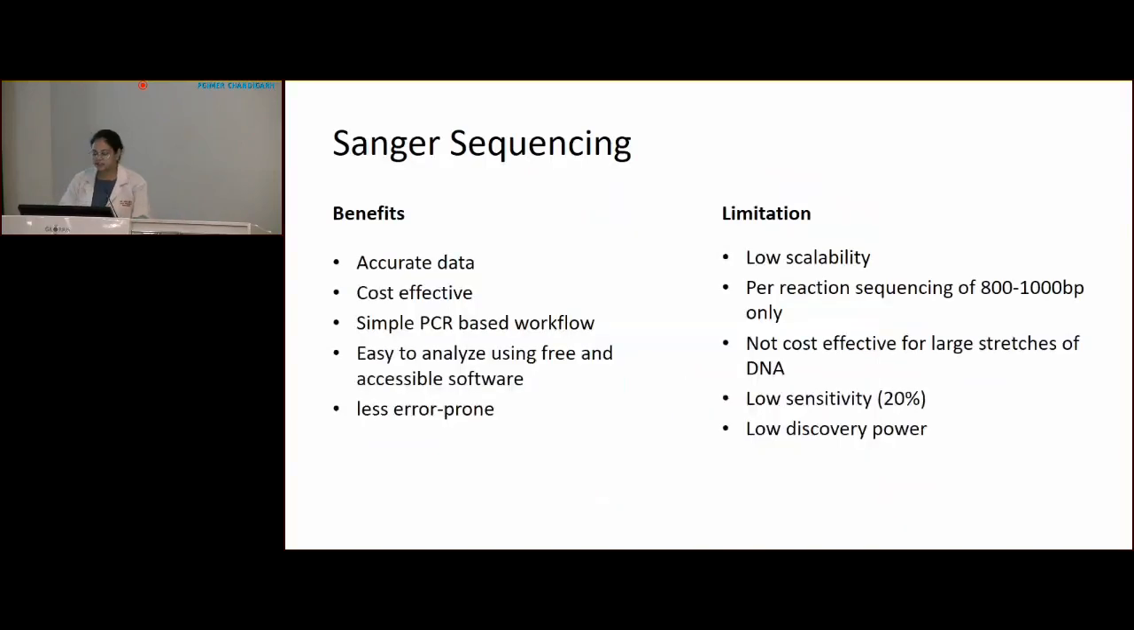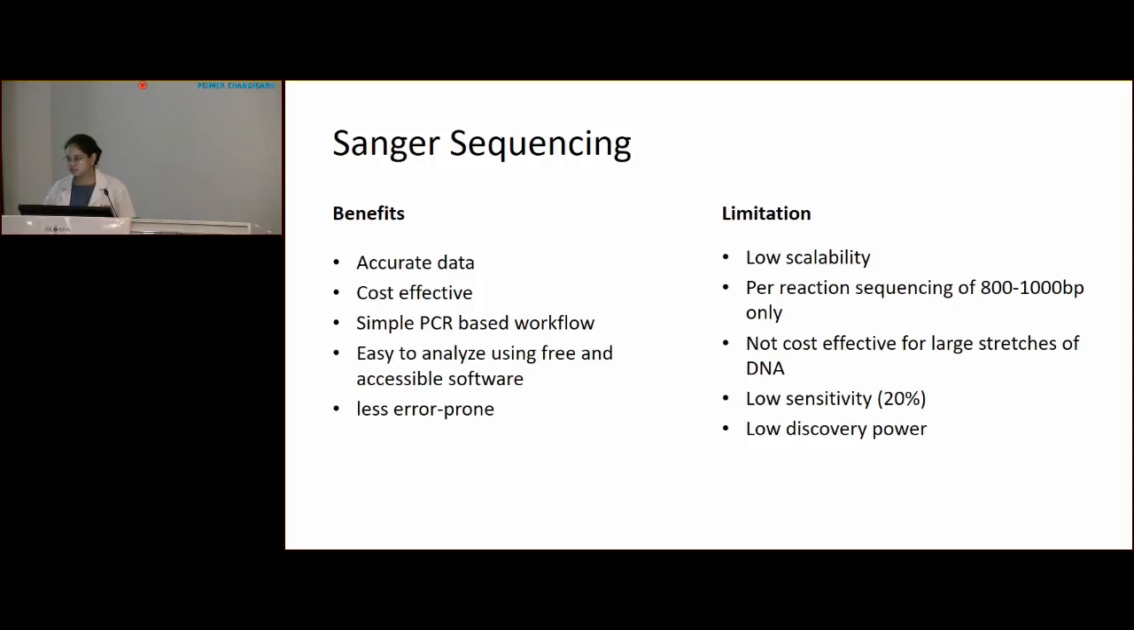So what are the benefits and limitations of Sanger sequencing? Benefits are, it gives you very accurate data, it is cost effective, it has a very simple PCR-based workflow, it is easy to analyze, and it is less error prone. However, the limitations are it has low scalability, meaning when you have a limited amount of DNA, for each reaction you have to use that particular amount of DNA. And then you get only 1,000 base pairs per reaction. It is not cost effective for long stretches of DNA.